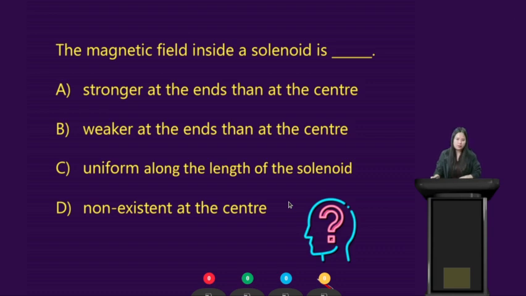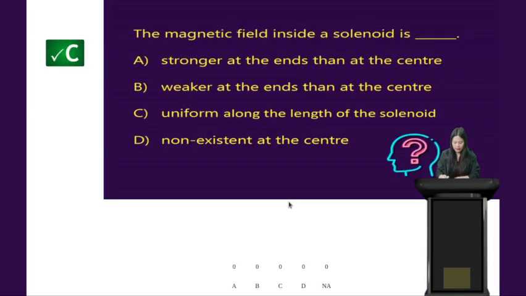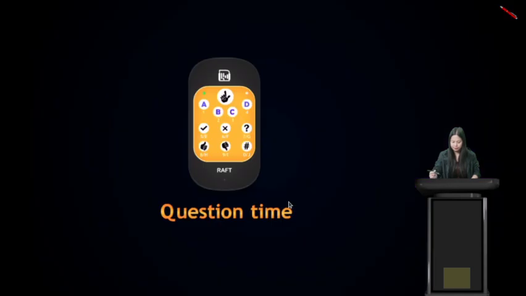Alright, students, your time is up, and yes, excellent. The correct answer for this question is option C, that is uniform along the length of the solenoid. We have seen that the magnetic field inside the solenoid is uniform. So the correct answer is option C.